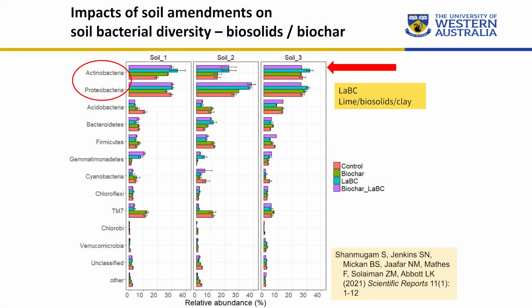Now, if I go to the same sort of process where you do the DNA analysis for bacterial communities in 3 different soils, in this case, we added biochar, we added a lime, clay, biosolids compound that was prepared by the Water Corporation in WA. They made this product so it was safe to add to soil at one point. They're not making it at the moment. And then we had a biochar mixed with this lime, clay, biosolids material. So that was the basis of our study.